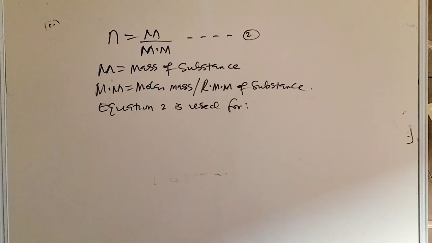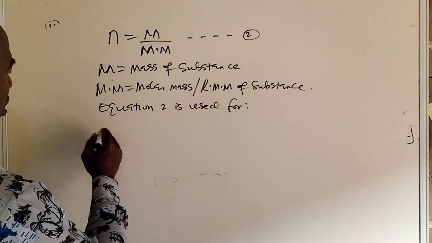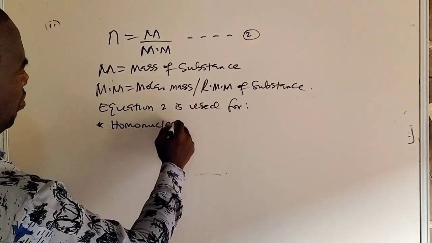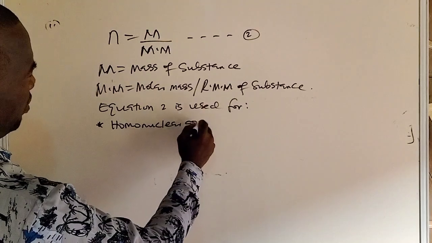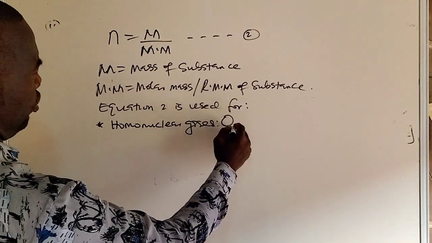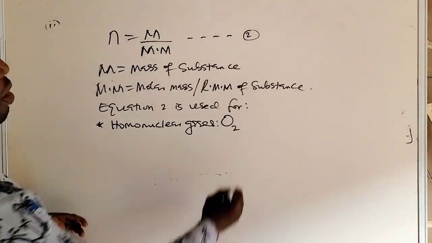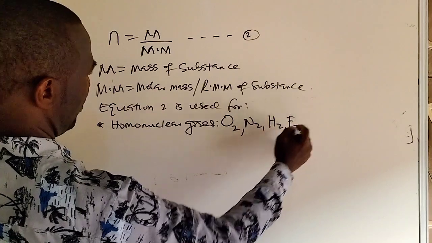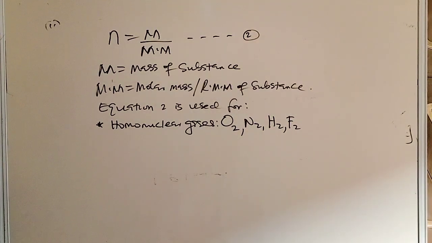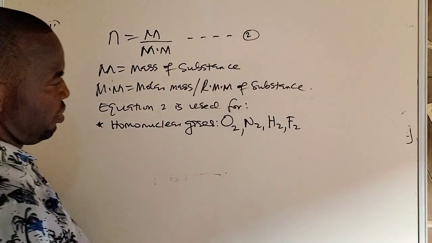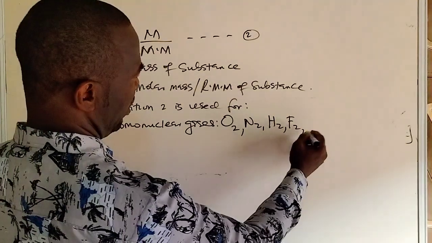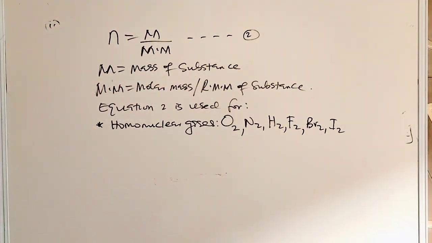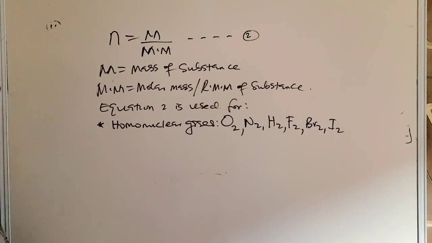Equation 2 is used mainly for homonuclear molecules, homonuclear molecules or gases, which include oxygen, they are diatomic. Nitrogen, molecules that are made of similar elements, they're already diatomic. So gases are diatomic except the noble gases that are monatomic, which we considered in the previous situation. Then bromine, iodine, even though it's a solid, and so on. So all these are homonuclear molecules.